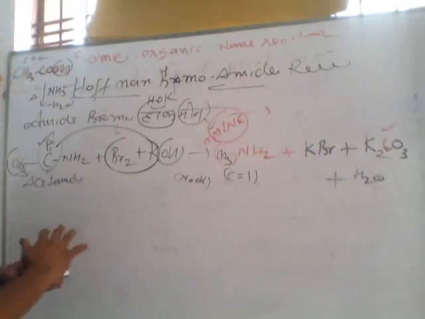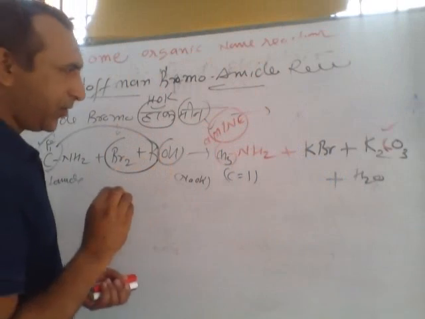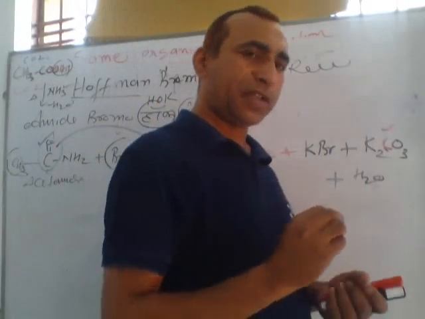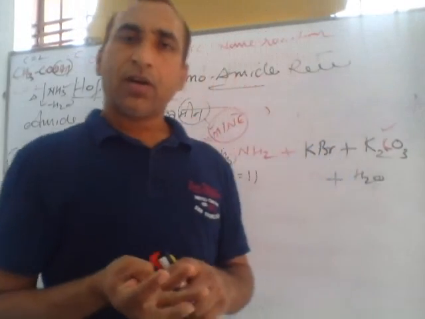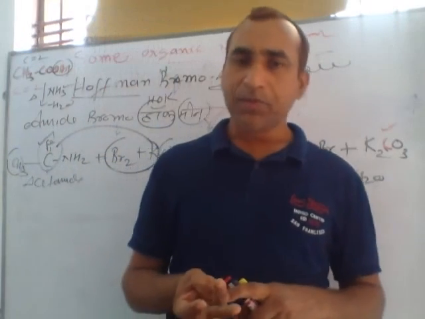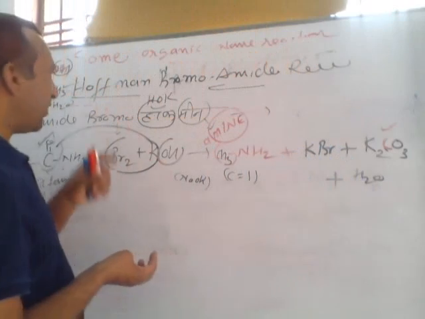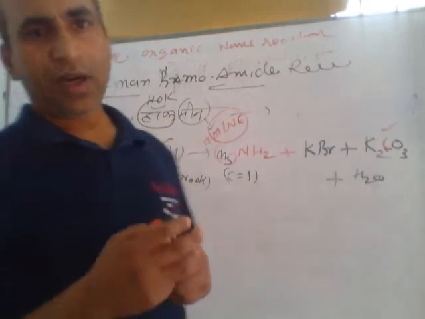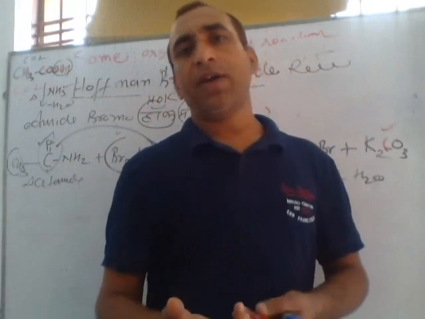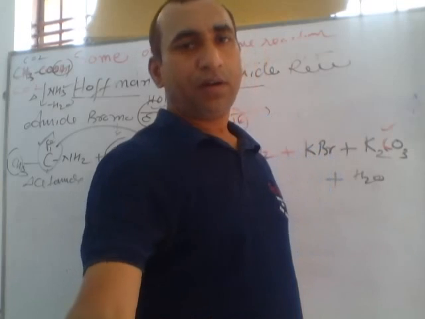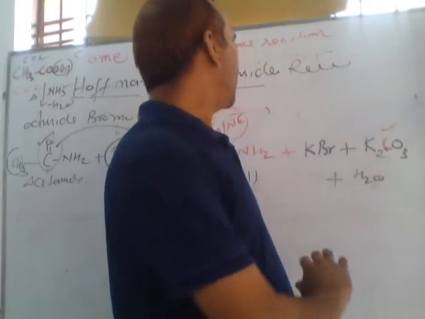So today we have learned a few very important name reactions, such as the Reimer-Tiemann reaction, Williamson synthesis, Kolbe reaction, and the Hofmann bromamide reaction. In the next video we are ready to learn some more name reactions.